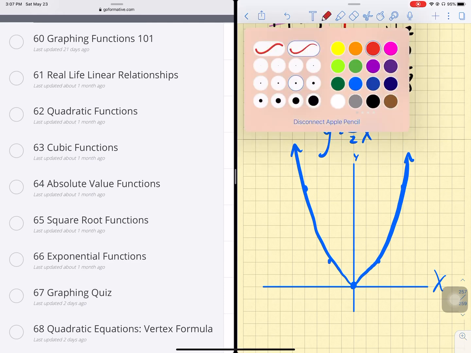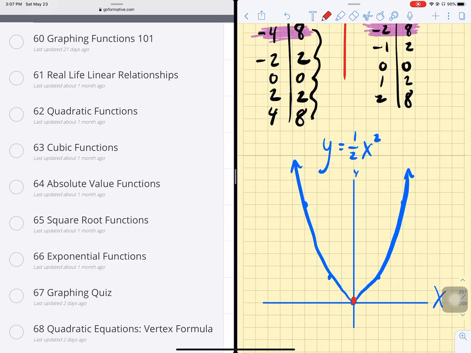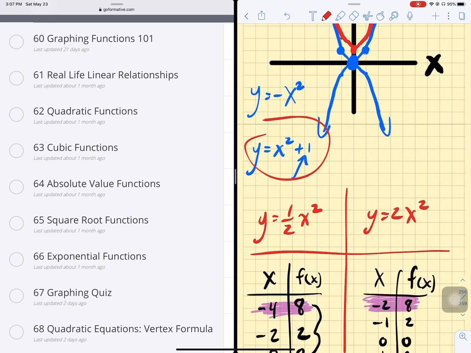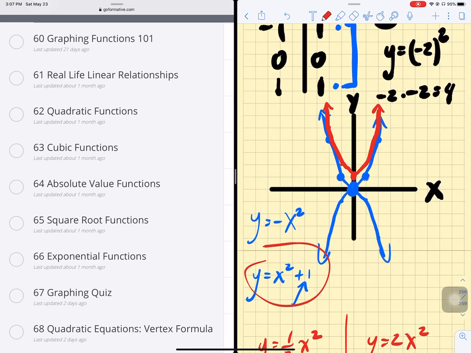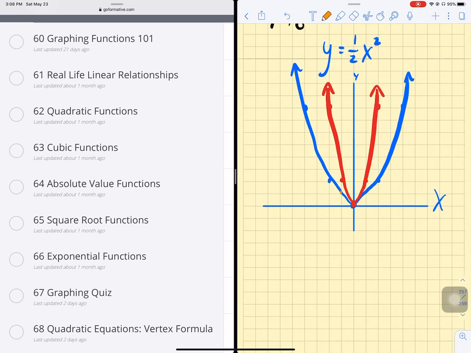Now I'll do the other one in a different color so you can see how it differs. It's still 0, 0, but look at negative 2, 8. 2, 8. Negative 1, 2. And 1, 2. So something to think about is, wow, they aren't the same. They are different. Meanwhile, the one that we did right here was 1, 1, 2, 4, the original. 1, 1 was here, and 2, 4 was here.